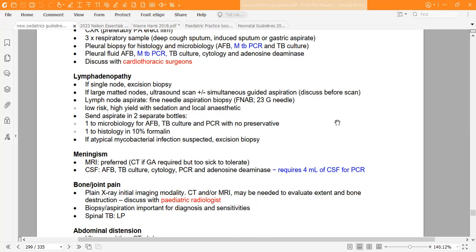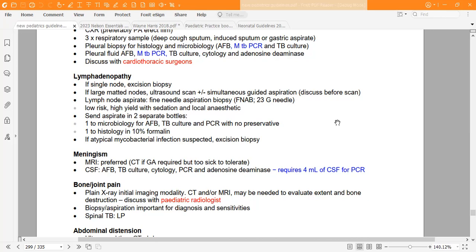Lymph node aspiration, fine needle aspiration biopsy, 23 G needle. Okay, low risk, high yield with sedation and local anesthetic. Send aspirate in 2 separate bottles, 1 to microbiology for AFB, TB culture, and PCR with no preservative, 1 to histology, 10% formalin. If atypical mycobacterial infection suspected, we do excision biopsy.